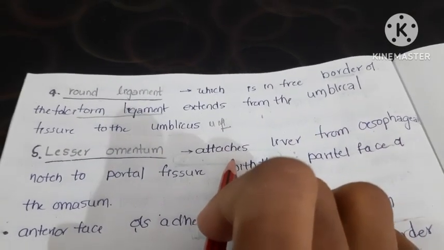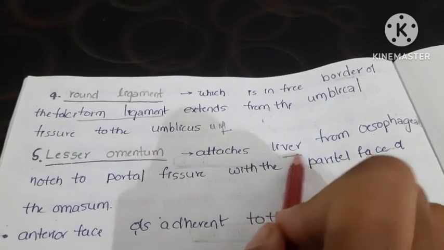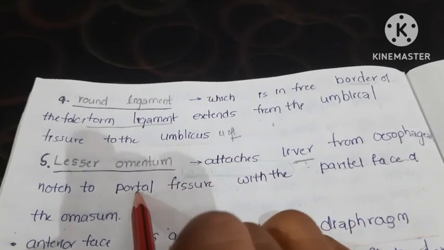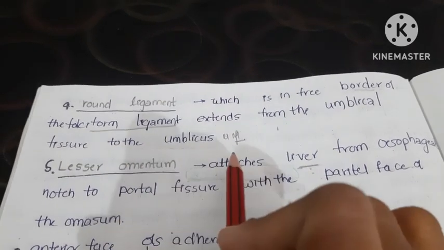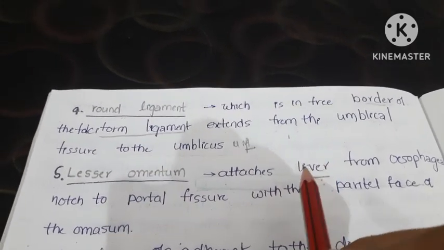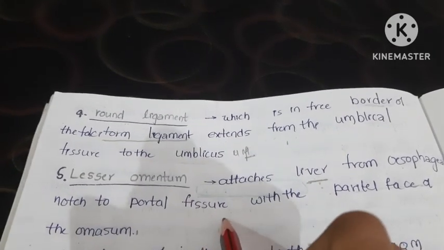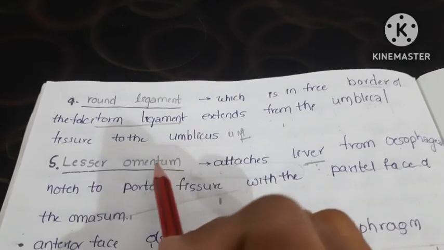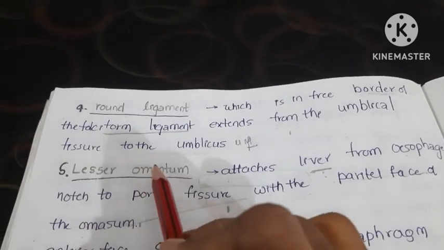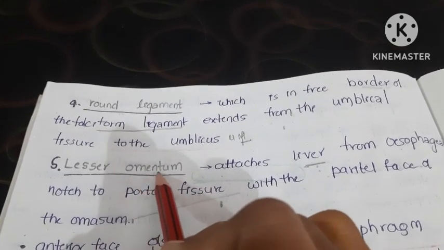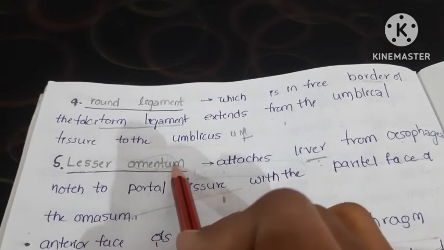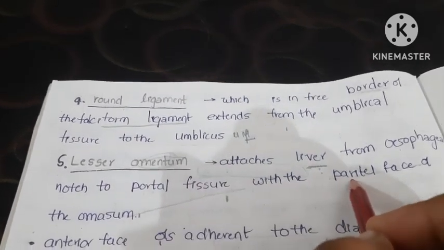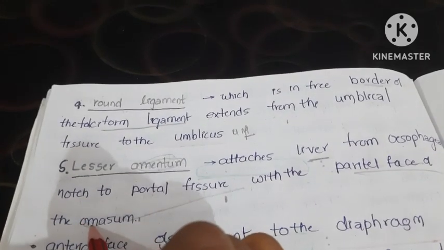And the lesser omentum is attached to the liver from the esophageal notch to the portal fissure. Lesser omentum is directly attached to the liver, from the esophageal notch to the portal fissure, with the parietal surface of the omasum. Its name is omentum, so we can understand that it is attached to the parietal surface of the omasum.